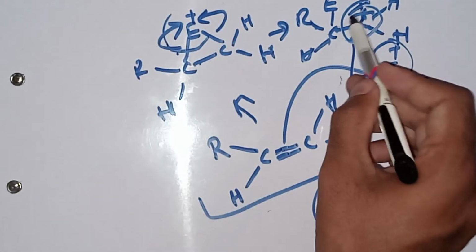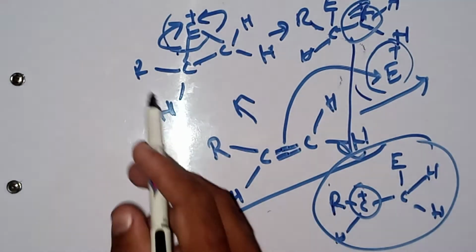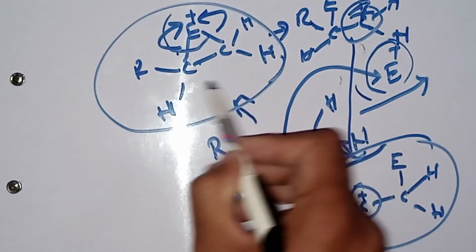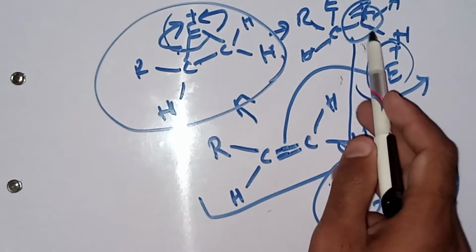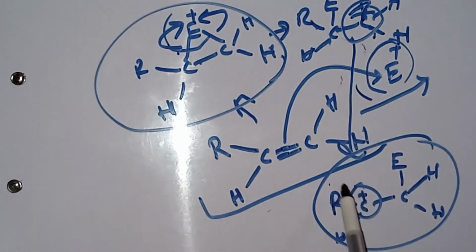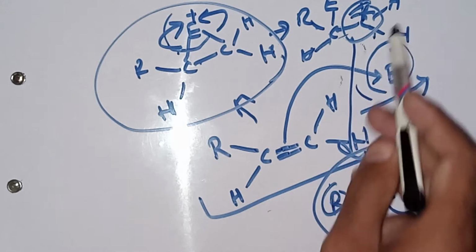Now we see which carbocation is more stable. The carbocation that is more stable will be the next step of this intermediate, the product. So these are primary carbocations, these are secondary carbocations. Here are two carbons attached, and here is only one carbon attached to this carbon.